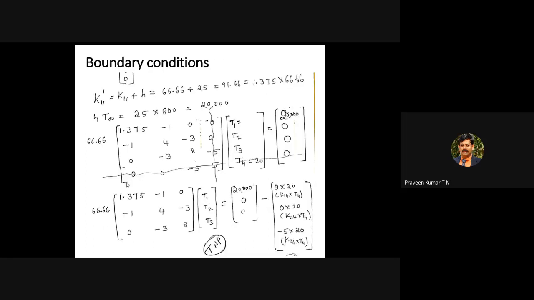So now after eliminating, you are eliminating the fourth row and fourth column. The only difference is that here the temperature is not equal to 0. If the temperature is equal to 0, we can eliminate the fourth row as well as the fourth column directly.